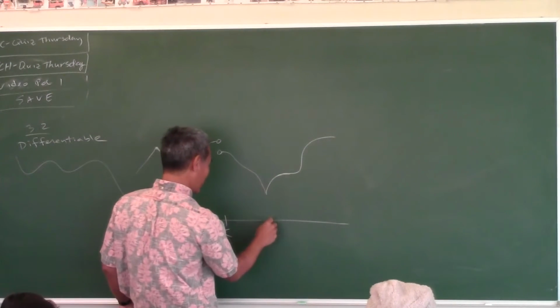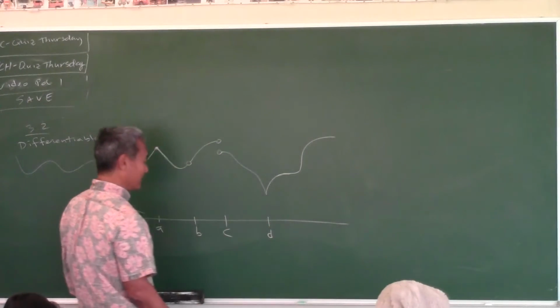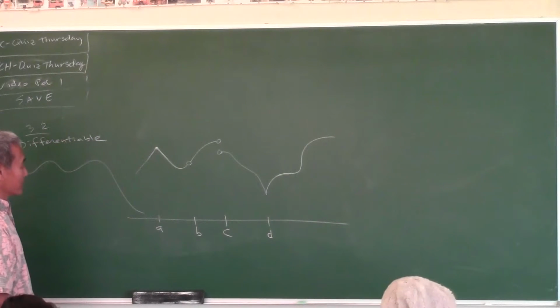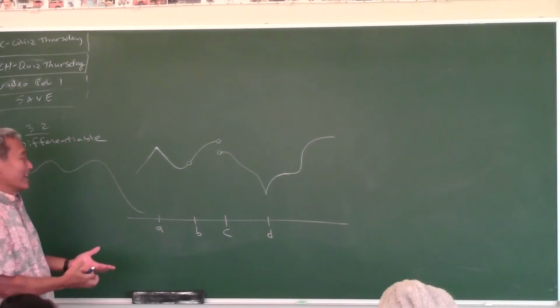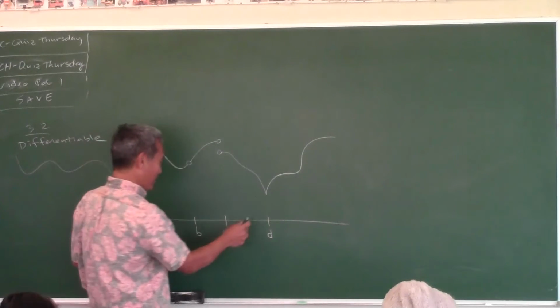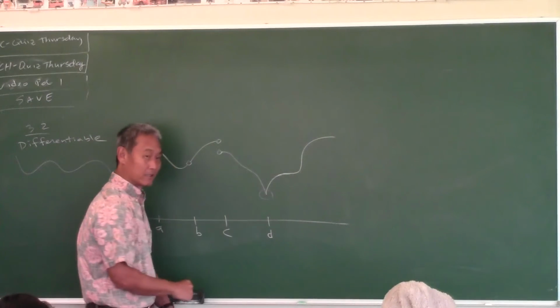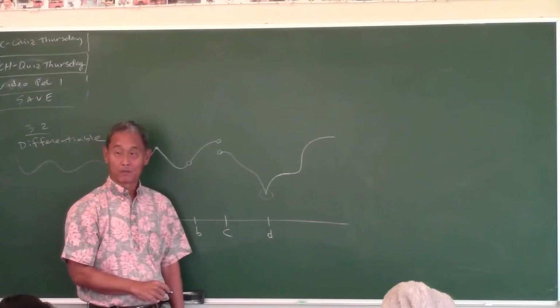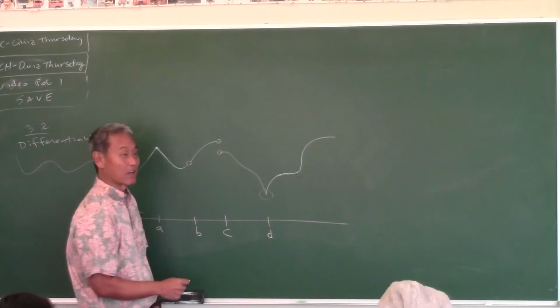What about right here at D? Is the function differentiable at D? No, but we can call that a sharp point if you want. But you know what your book calls this? Anybody read the book? It's called a cusp.